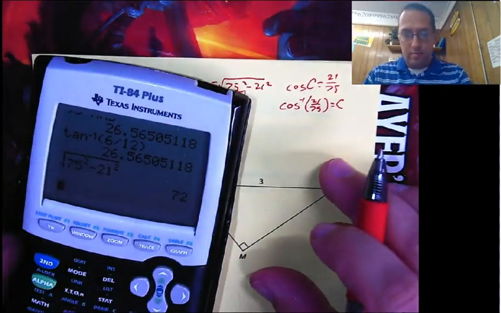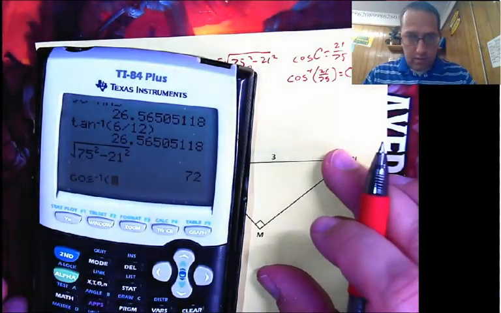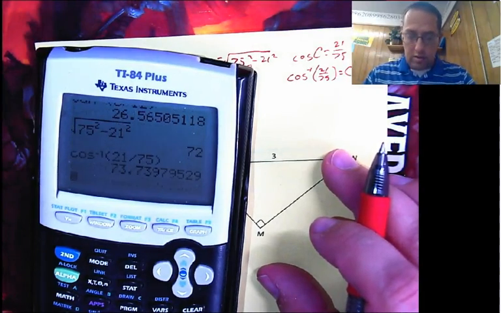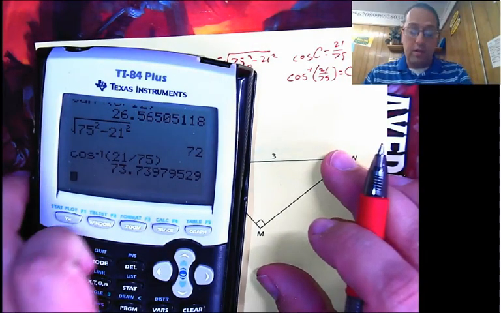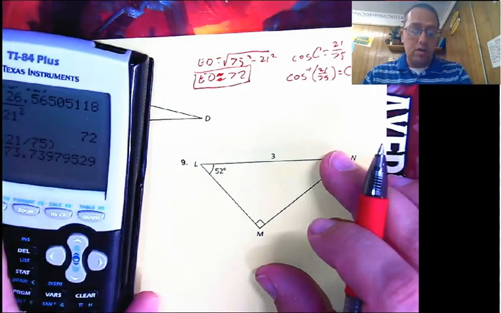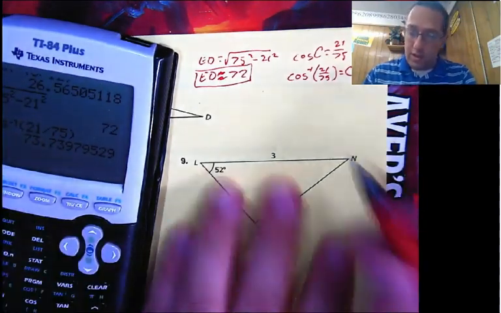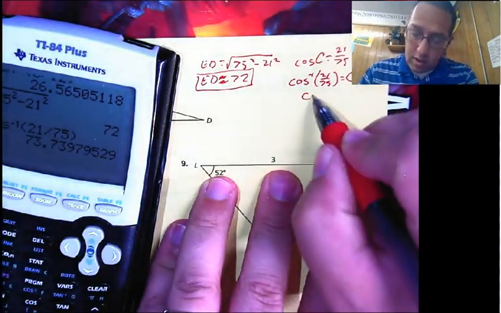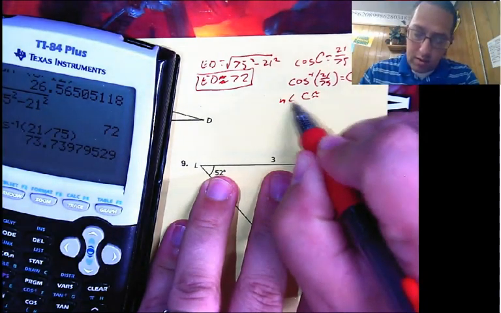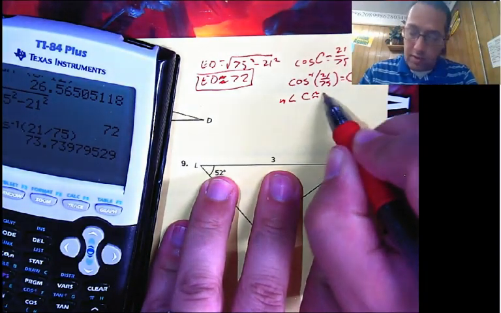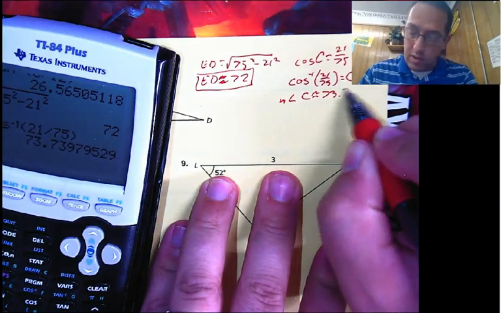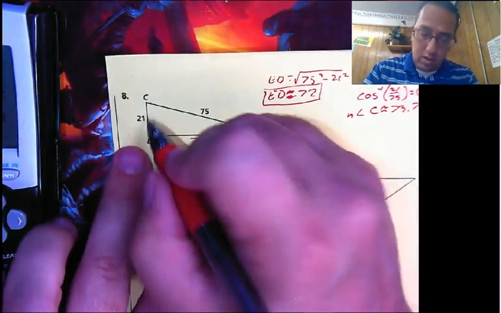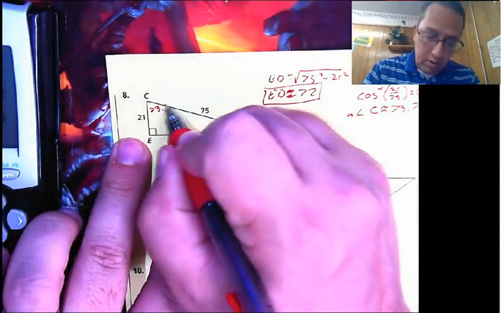So let's see what that is. Inverse cosine of 21 divided by 75 is approximately 73.73, so to the nearest tenth, 73.7. So the measure of angle C is approximately 73.7 degrees. I'm going to go and write that here, 73.7 degrees.